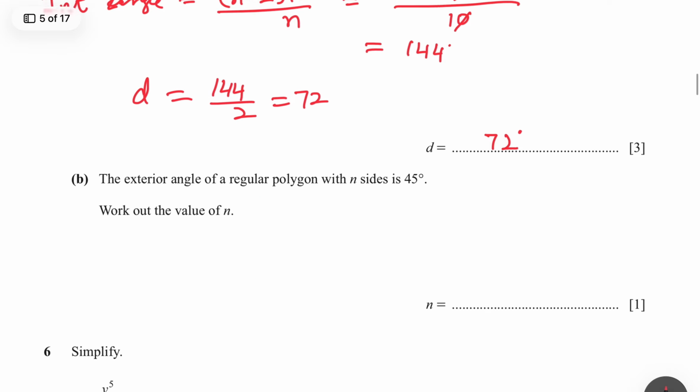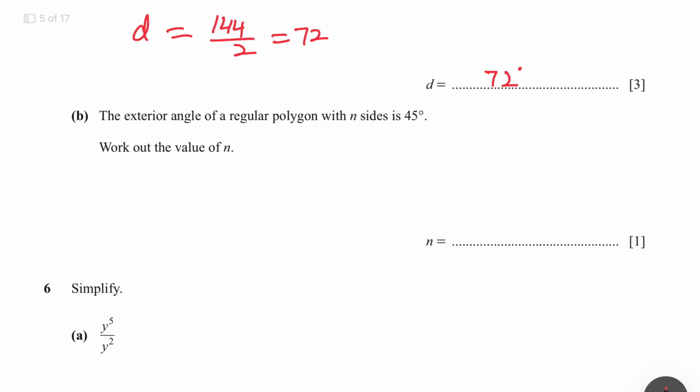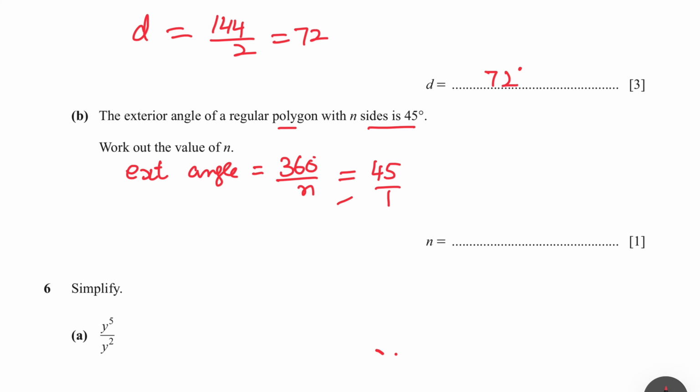Okay. Now part B, the exterior angle of a regular polygon with n sides is 45. So now we know the formula of the exterior angle, 360 over n. Now guys, you need to remember that these formulas are not given in your paper. This is equal to 45, and we will now just cross multiply, so n times 45 equals 360. Divide by 45 on both sides. I got n as 8 here.